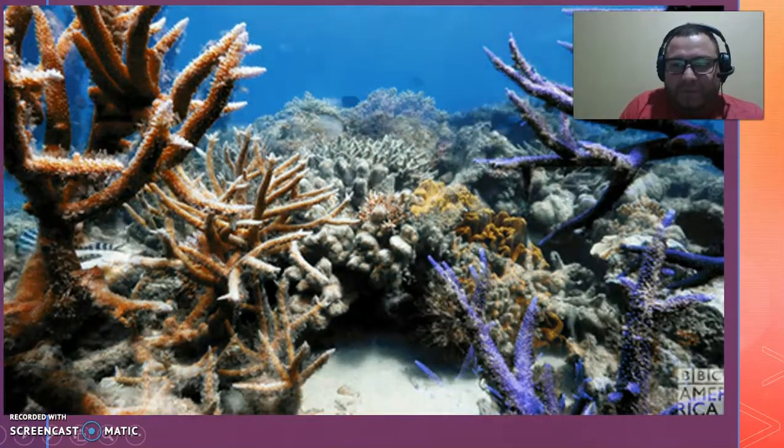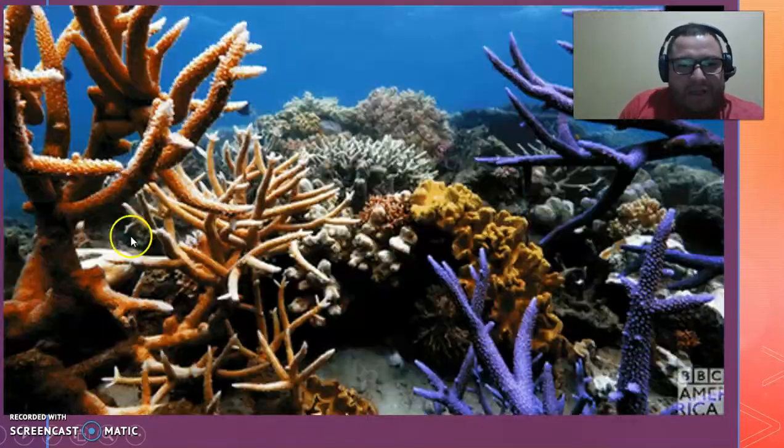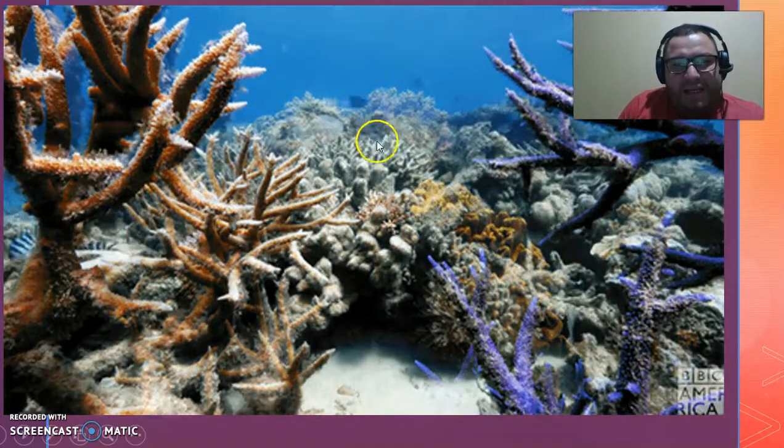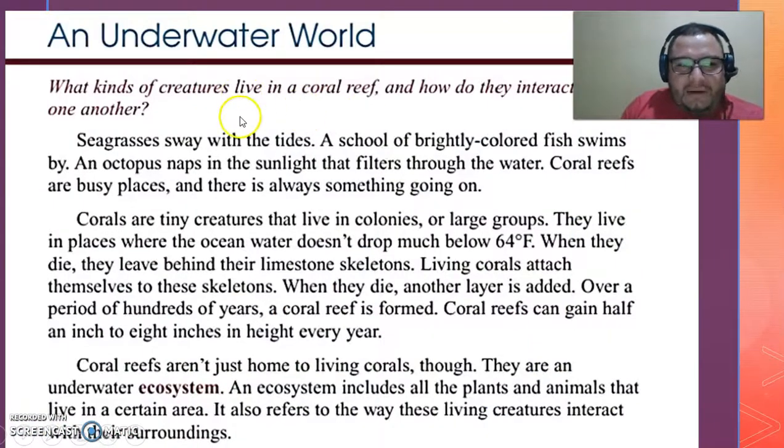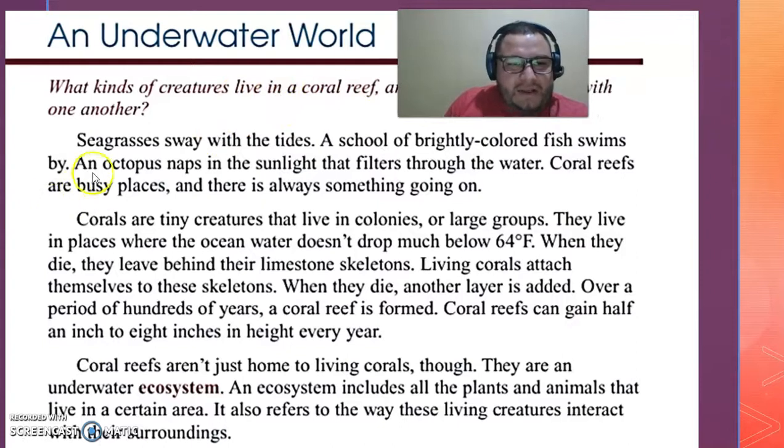So, look, in the coral reef we can see the home of different species of creatures. I'm going to read, for example, what kind of creatures live in this place. For example, sea grasses, right? Sea grasses have different colors, and the fish swim. For example, an octopus naps in the sunlight that filters through the water. Coral reefs are busy places and there is always something going on.